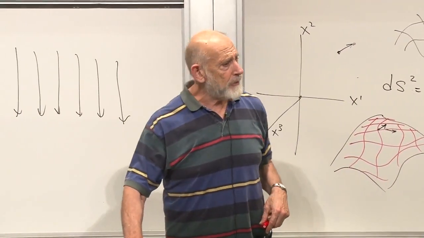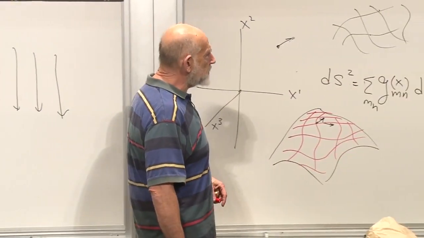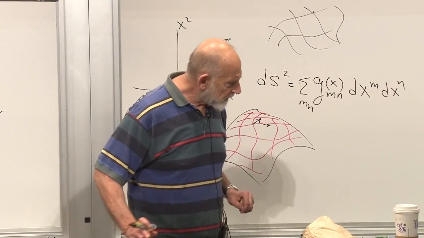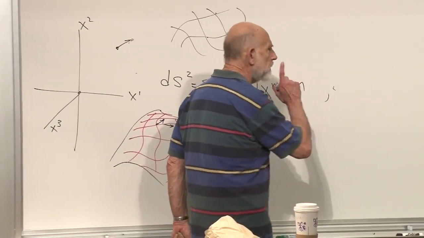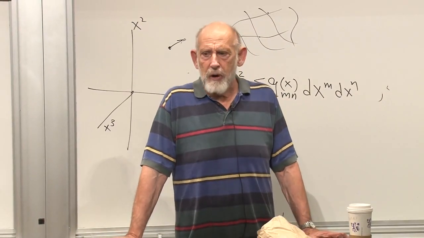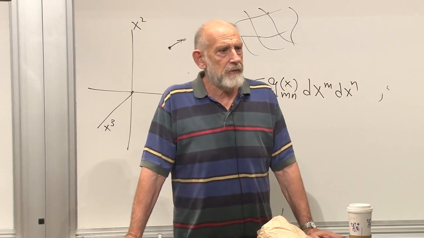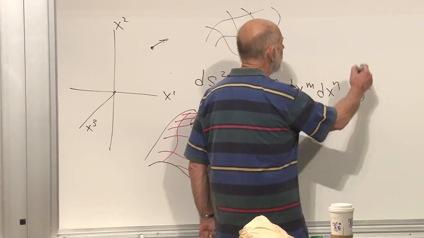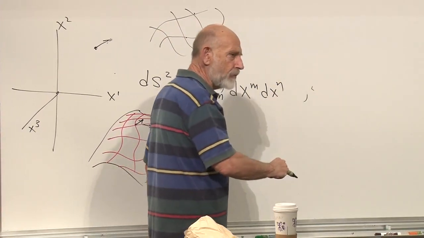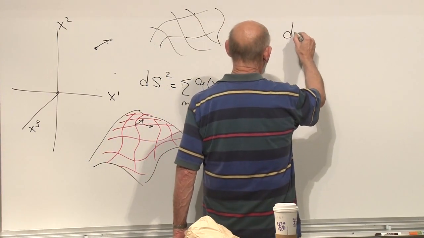Do you know an example? How about distance on the surface of the Earth between 2 points characterized by longitude and latitude? Do you know the formula for the distance between 2 points? No, it's ds squared.